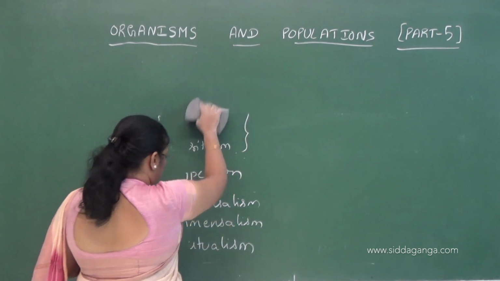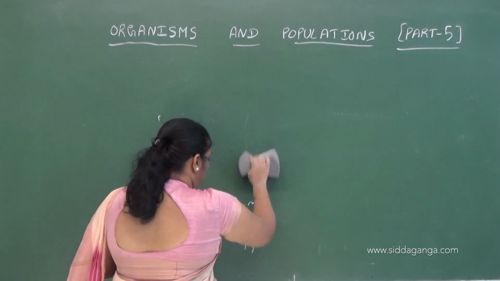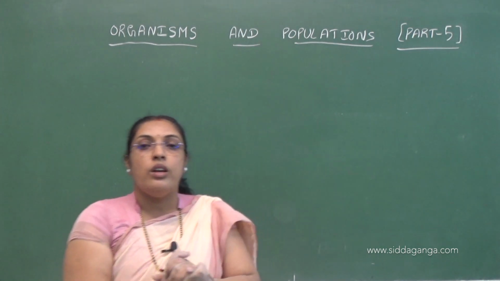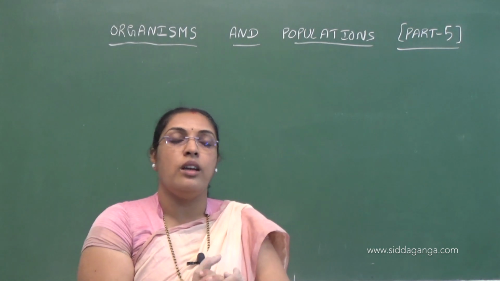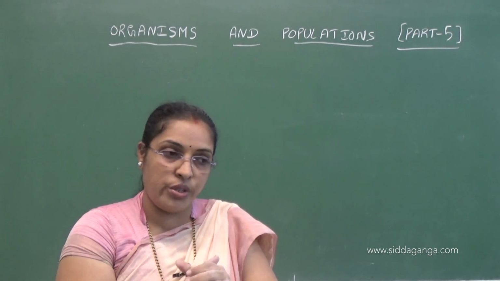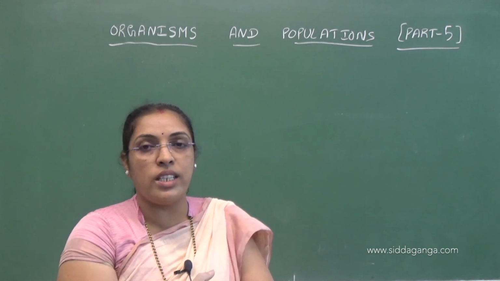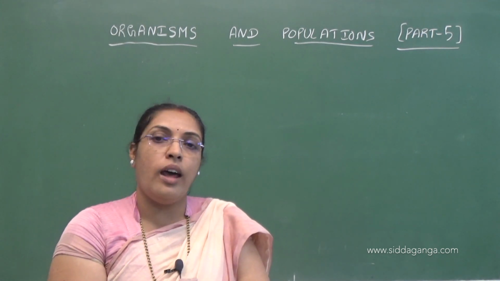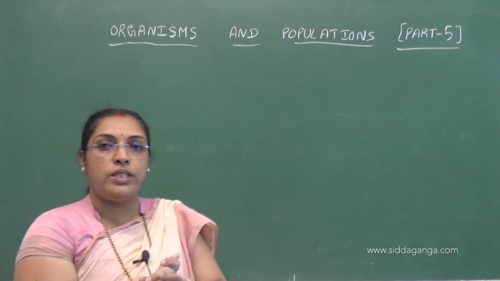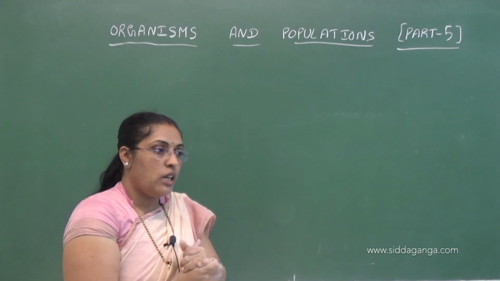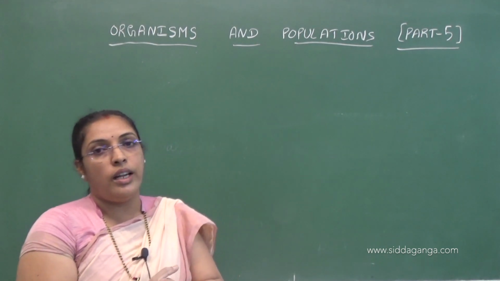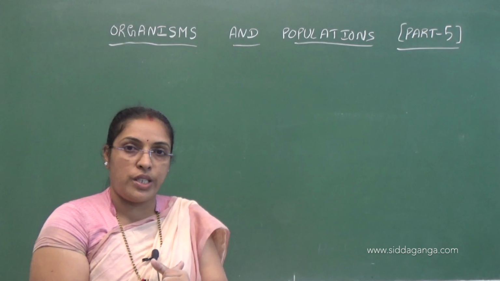Understood? So in today's class, we have to remember the growth models. Based on resource availability, there are 2 types of growth models, exponential and logistic. Exponential is seen when resources are unlimited and logistic is seen when resources are limited. Understood? So this is about growth models. In the coming class, we will discuss the interactions among populations. Understood?